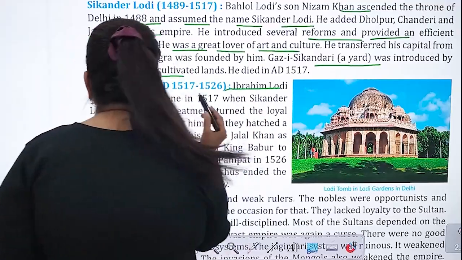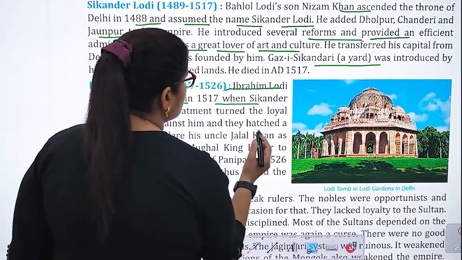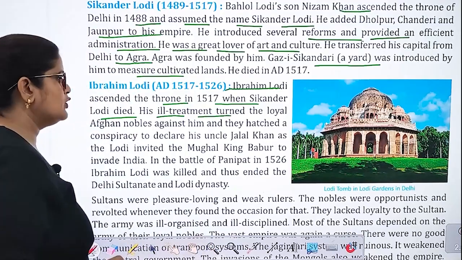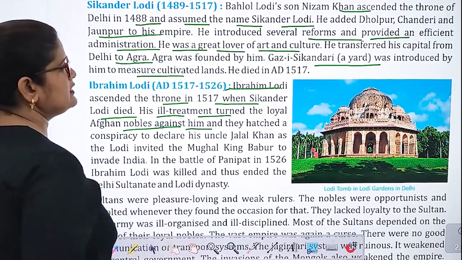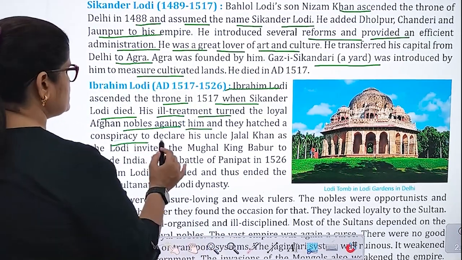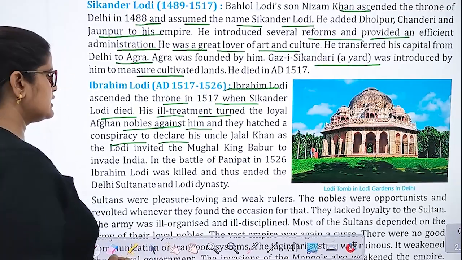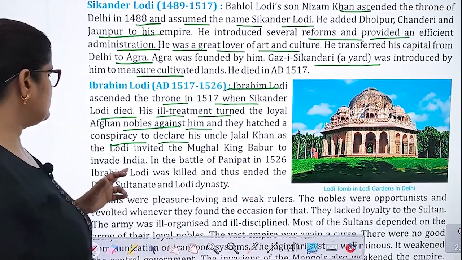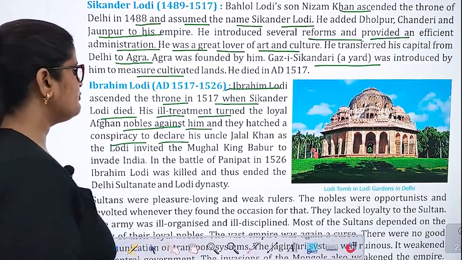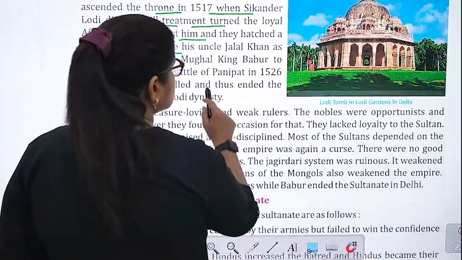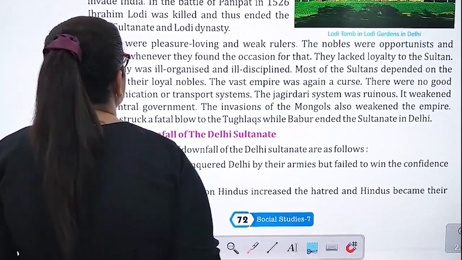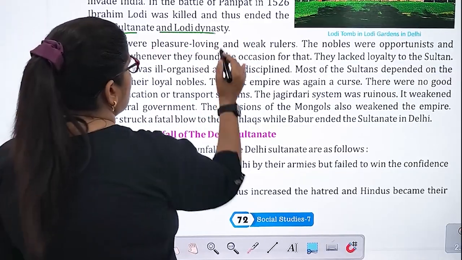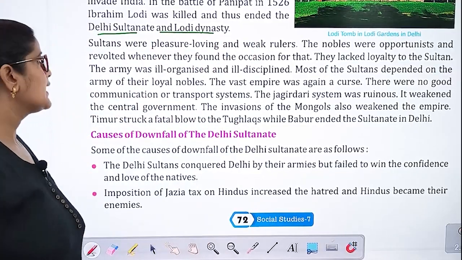Ibrahim Lodi. Ibrahim Lodi ascended the throne in 1517 when Sikandar Lodi died. His treatment turned the loyal Afghan nobles against him, and they hatched a conspiracy to declare his uncle Jalal Khan as the Lodi ruler. They invited the Mughal king Babur to invade India. So in the Battle of Panipat in 1526, Ibrahim Lodi was killed, and thus ended the Delhi Sultanate and the Lodi dynasty.